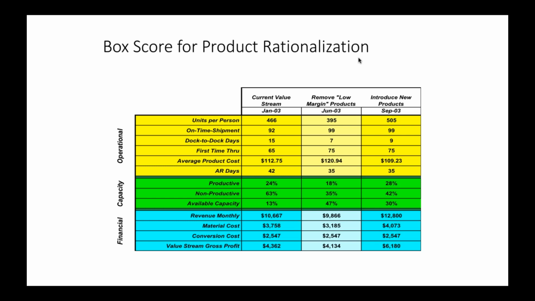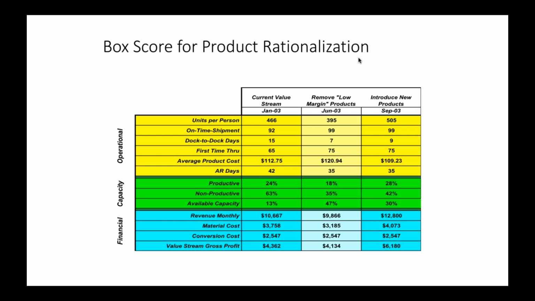From a box score viewpoint, what we want to do is look at the impact of removing the products from the value stream. So this company did an analysis in June of 2003 of removing low margin products which were difficult to make and caused a lot of problems in the production process. So what happened operationally? Productivity went down.